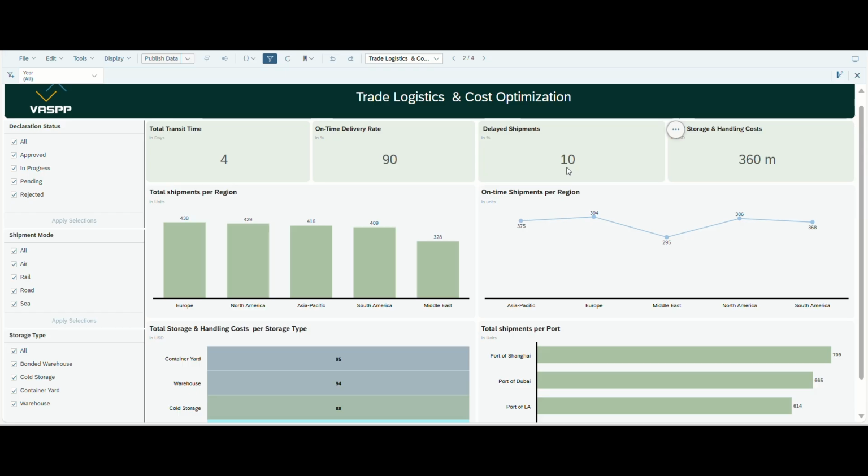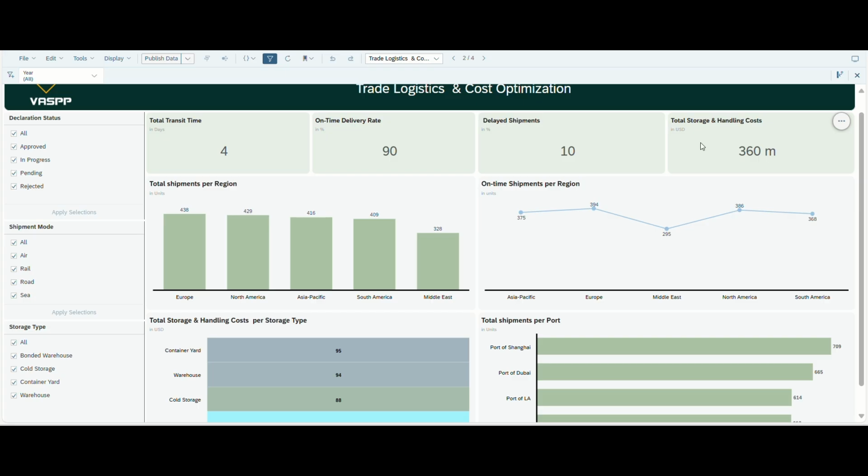Now look at total storage and handling costs, highlighted at the top: $360 million. This is a strategic cost driver, often overlooked, yet crucial in managing your bottom line. Whether it's aging inventory or inefficient warehousing, this single metric signals the need for cost control actions across the supply chain.